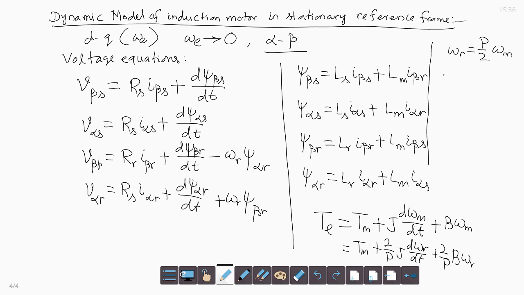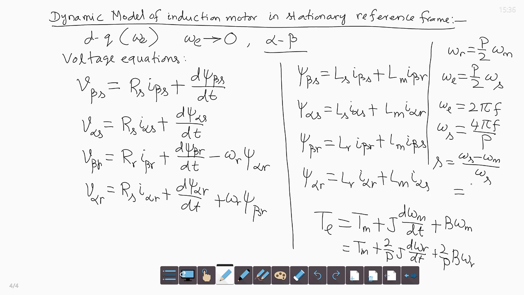Similarly, you can write omega e is P by 2 times omega s. Omega e equals 2 pi f. So omega s, the synchronous speed, is 4 pi f by P, and the slip s is omega s minus omega m by omega s, that is omega e minus omega r by omega e. So these are some basic equations which are to be kept in mind.